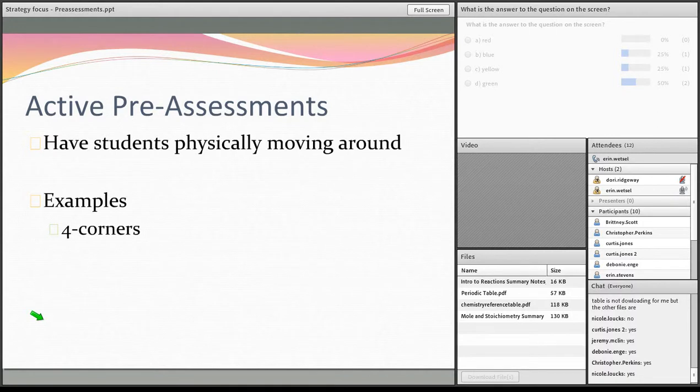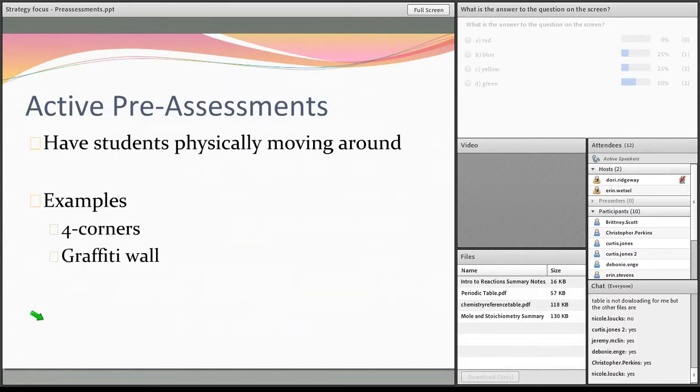Graffiti wall is another idea. Maybe you have a big piece of paper up on the wall and you have students draw pictures related to the topics that you're talking about. It allows students who like to express their creative side to share some ideas of information they know, just because it's a different way to express themselves, and it has students get up and physically move around.